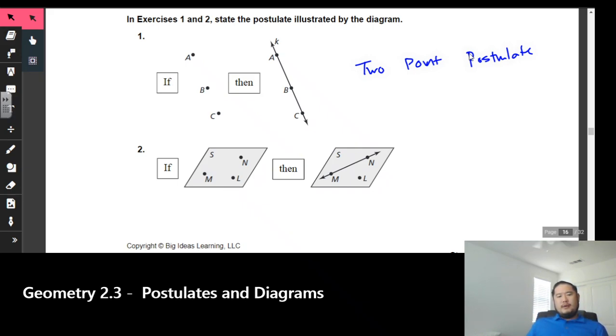Number 2, I see right here, I've got a plane, plane S, I've got 3 points, but then I have a line going through 2 of the points. What would be the best postulate for this? We have the plane line postulate.